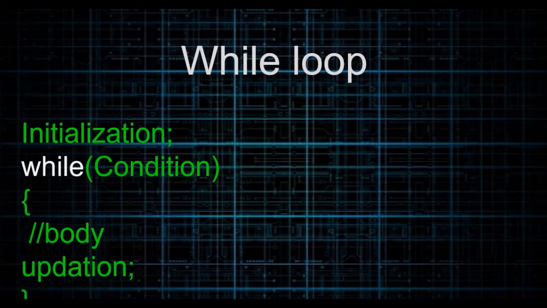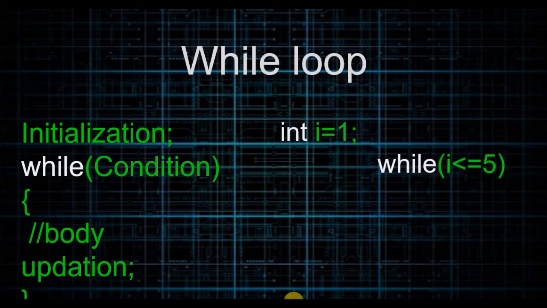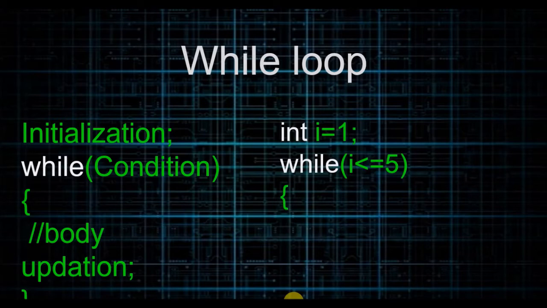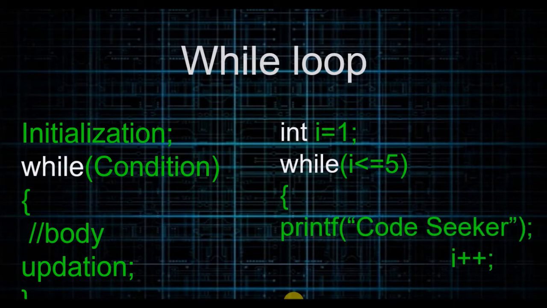So let's go through an example. int i equals 1, means I assign 1, while i is less than or equal to 5, printf code seeker, i plus plus, and closing. The initialization will be one time only, one per program. So i equals 1, it will start from 1, and it will check whether the condition is true or false. If it is true, then it will go inside the body of the while loop.